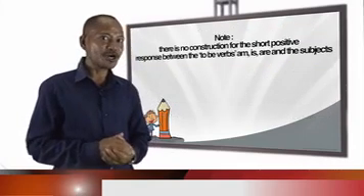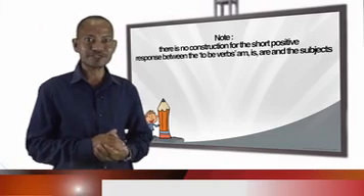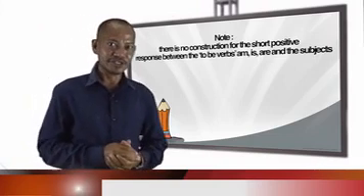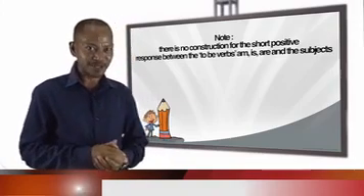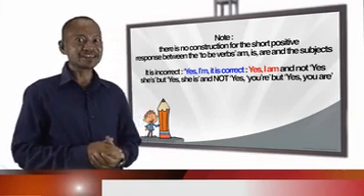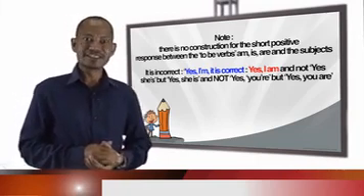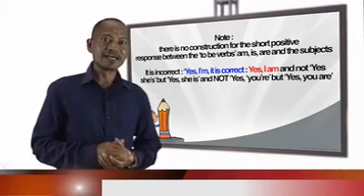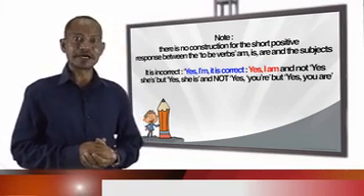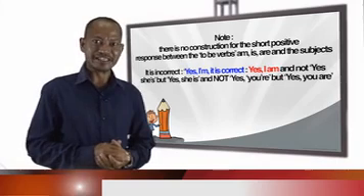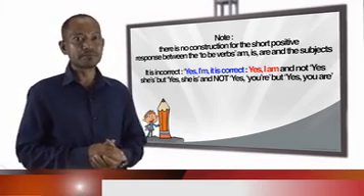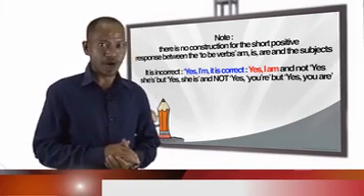Remember, there is no contraction for the short positive response between the to be verbs am, is, or are and the subjects. For example, it is wrong to say, yes, I'm, but yes, I am, and not yes, she's, but yes, she is, and not yes, you're, but yes, you are.